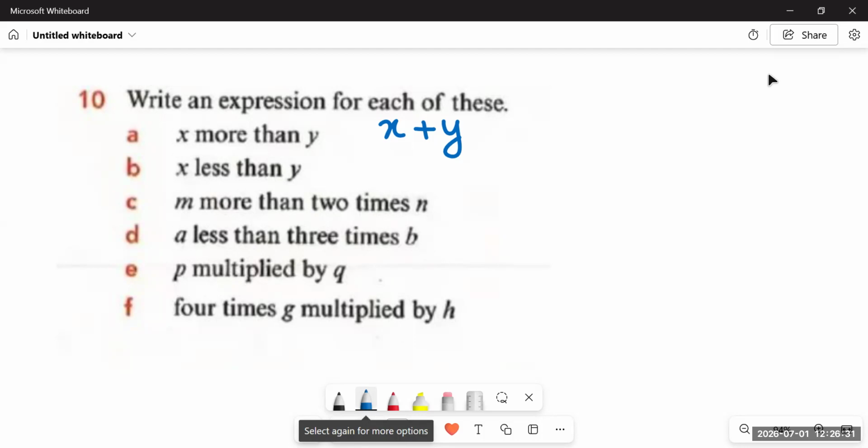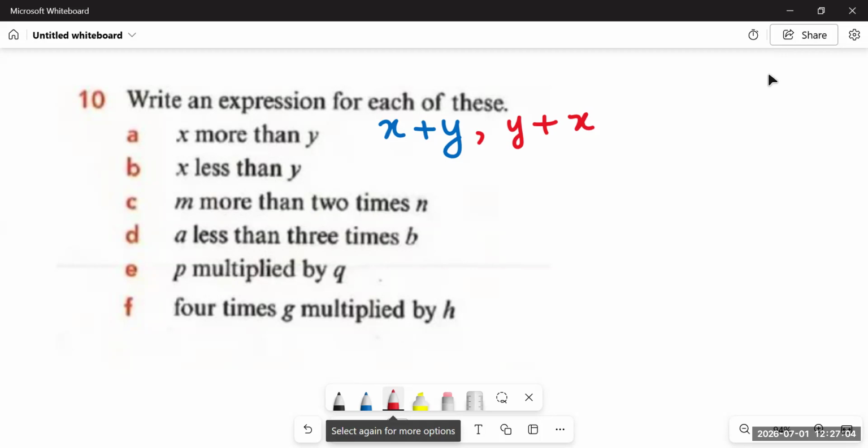X less than Y, what would it be? Would it be X minus Y or Y minus X? Because X plus Y or Y plus X are the same. You can write it in either way. But what about X less than Y? We know that X minus Y and Y minus X are not the same. So what to do? Okay, so let's take an example. Let's say Y is 10 and X is 3. So what will be your expression?